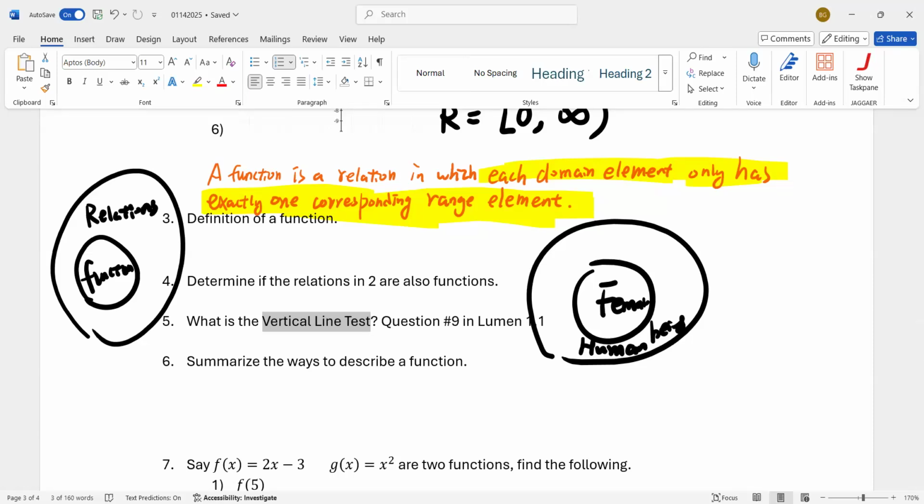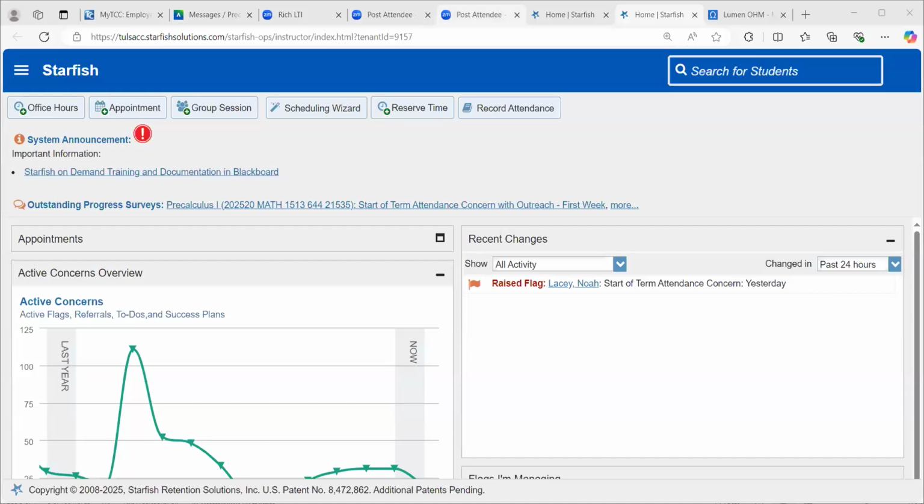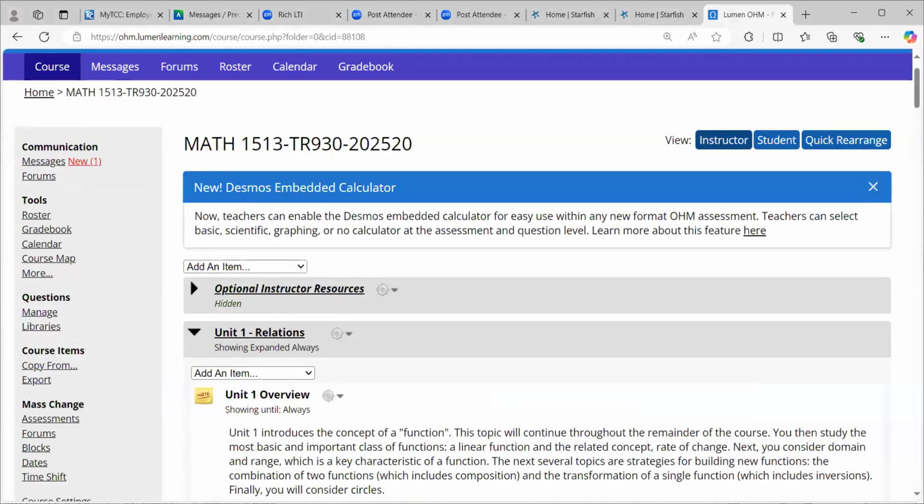Let me go there. I think I have to reshare the website here. And let me know, do you see my Lumen shop? This is my Lumen system.